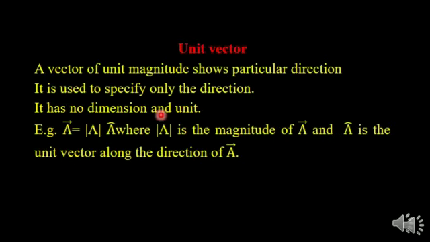Unit vector. A vector of unit magnitude shows particular direction. It is used to specify only the direction. It has no dimension and unit. For example, vector A equals modulus A into A cap, where modulus A is the magnitude of vector A and A cap is the unit vector along the direction of vector A.